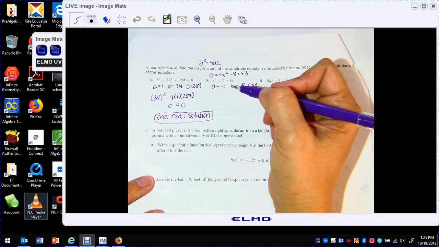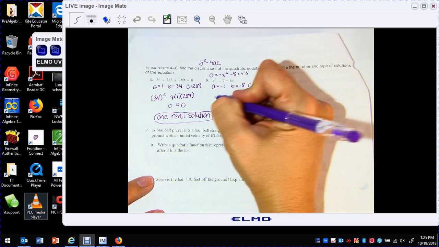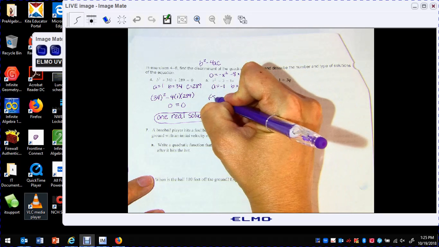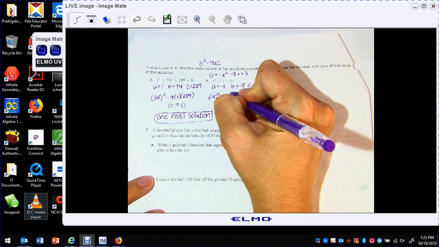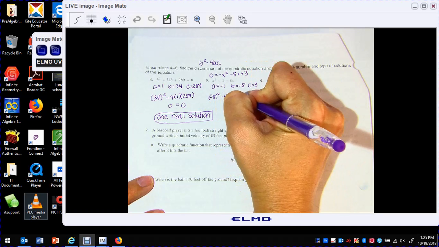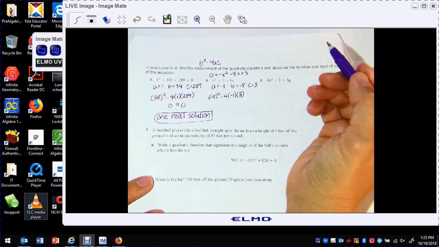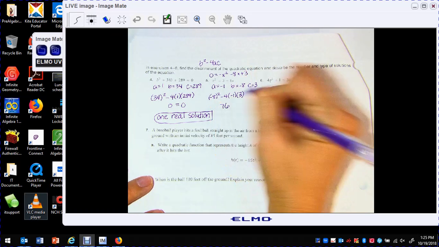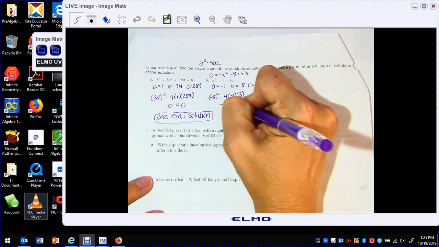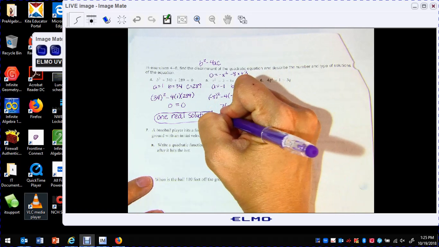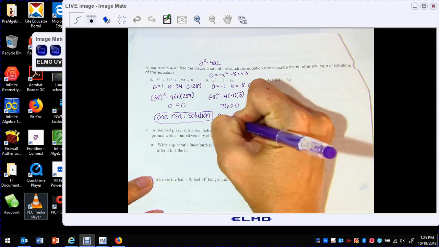And then I plug it into the discriminant. I have negative 8 squared minus 4 times a, and times c. In this case, I get 76. That is greater than 0, so I will have two real solutions.